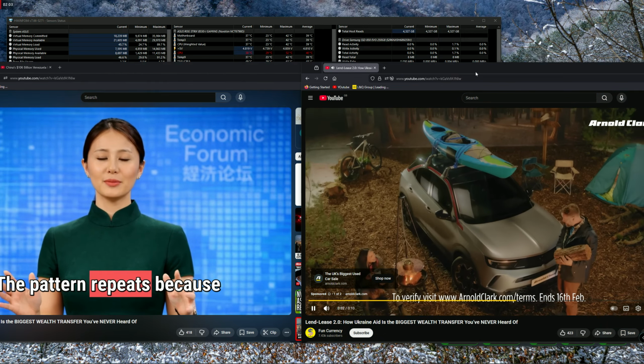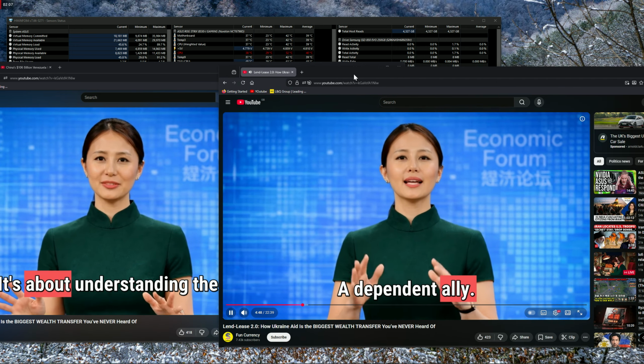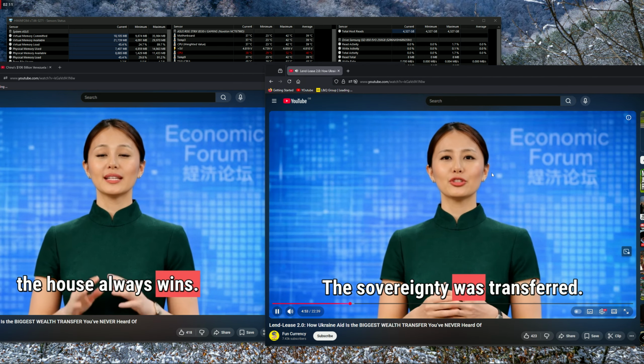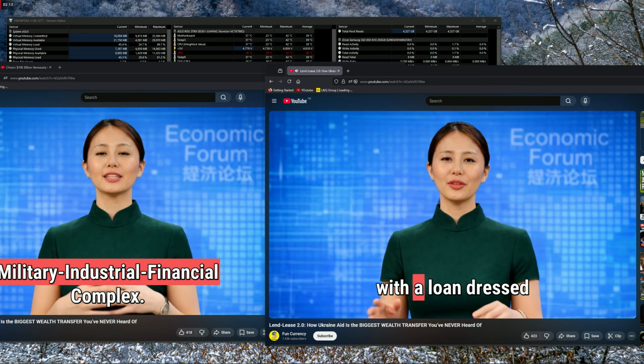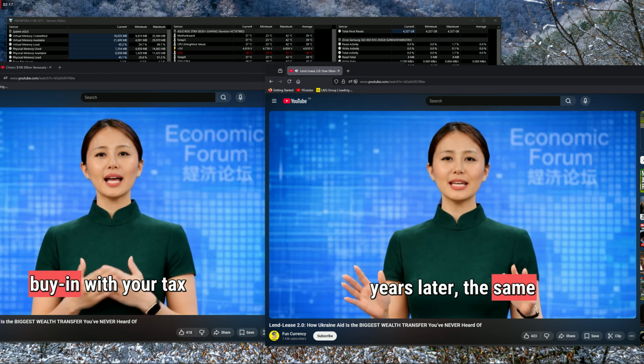The pattern repeats because the incentives don't change. The IMF used the UK's biggest car sale back, with over 20,000 used cars. This isn't about picking sides. It's about understanding the game. The empire was gone. The currency game was finished. The sovereignty was transferred. And it all started with a loan dressed up as aid. The House always wins. Ukraine is now at the table, and 80 years later you're paying the buy-in with your tax dollars.